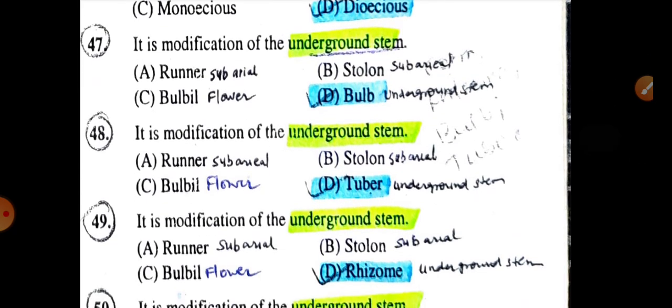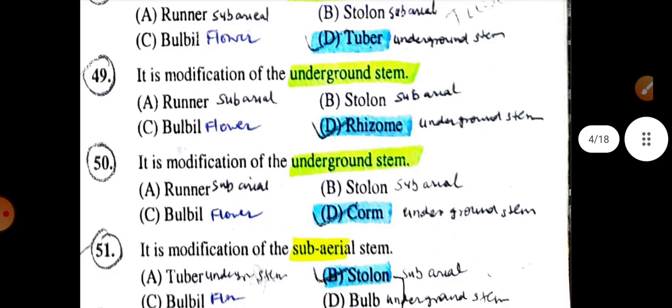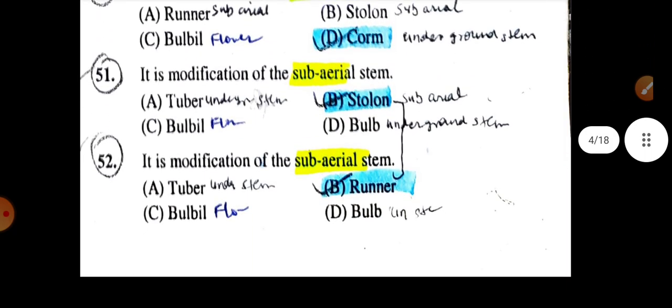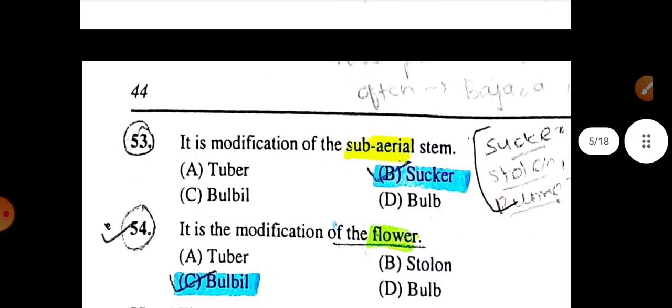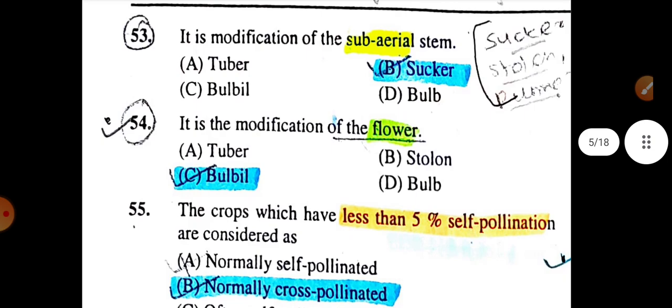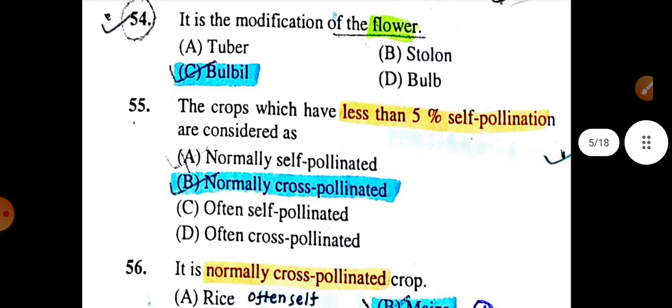Bulb is a modification of the underground stem. Tuber, rhizome and corm are modifications of the underground stem. Stolon, runner and sucker are modifications of the subaerial stem, and bulbil is a modification of flower.